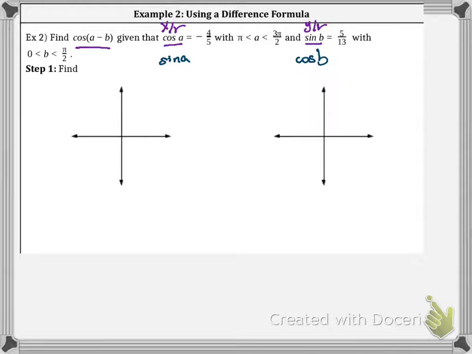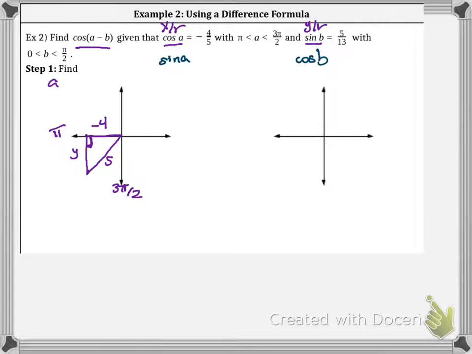So we take a look at the unit circle. We know that A is between pi and 3 pi over 2. Here's pi, here's 3 pi over 2. Remember that the numerator for negative 4 over 5, that's our x value, that's negative 4. 5 is the radius, our hypotenuse. So here is 5. We need to figure out what this y value, the missing side, is.